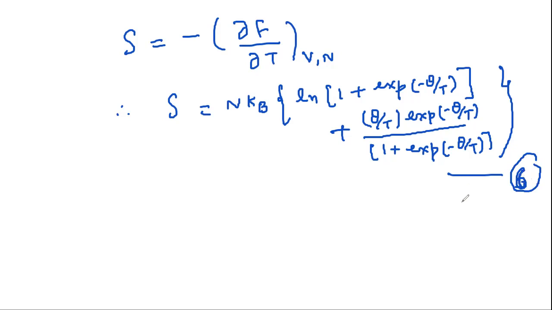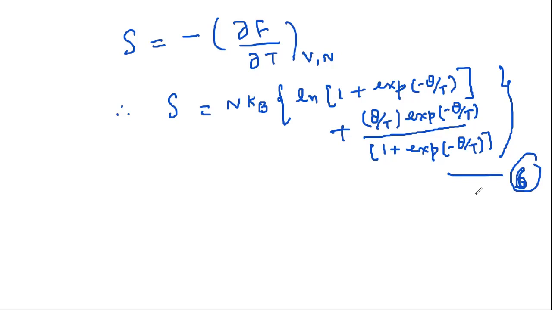Let me check it. NKB is outside, NKB times, then inside these curly brackets, I have ln of 1 plus exponential of minus theta by t as the first term. Then in the second term, I have plus theta over t exponential minus theta by t in the numerator. In the denominator, I have 1 plus exponential of minus theta over t.